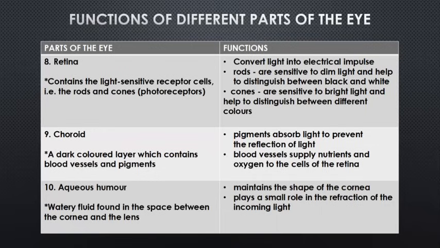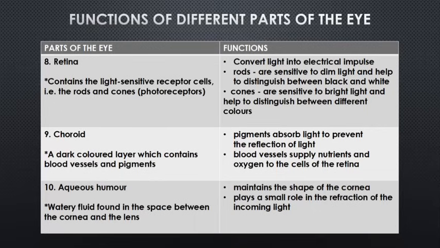And then, as I've said, it is rich in blood vessels. So blood vessels, they supply what? Oxygen and nutrients, which they supply to the cells of the retina. It supplies them to the light sensitive receptor cells of the retina, your rods and your cones.